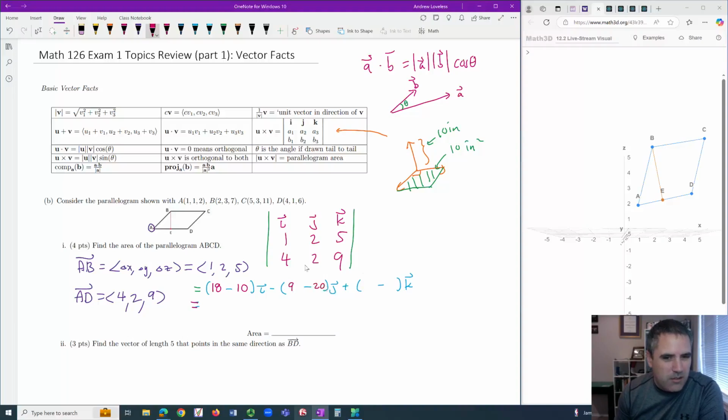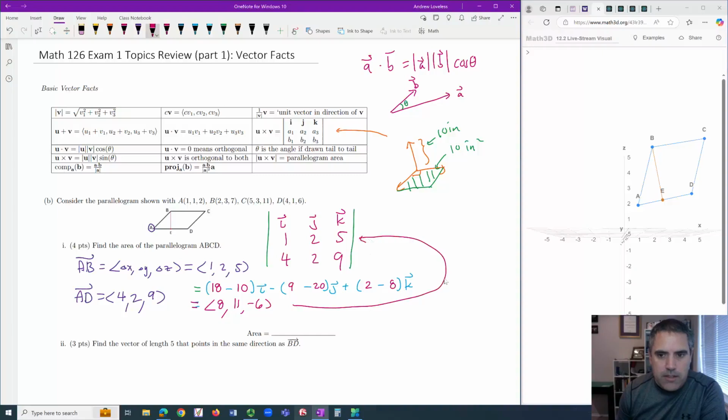And I really like that I just have to do one bit of arithmetic at a time. This is 2. This is 8. Then I rewrite it as a vector: 8, negative 11, and 6. Now there's plenty of opportunities there that I could have made an error. So now is when I check.